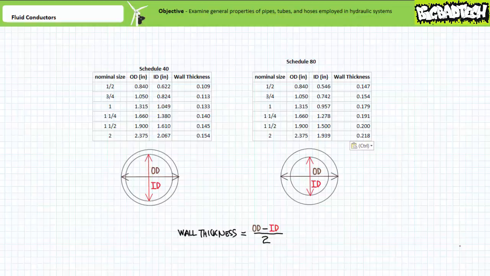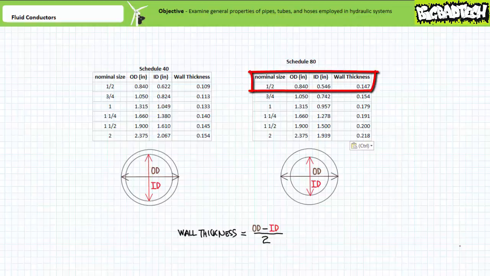The observant among you will note that the nominal, or in-name only, size of a pipe has absolutely nothing to do with the actual OD or ID of commercially available pipe. For example, a nominal Schedule 40 half-inch pipe has an OD of 0.84 and an ID of 0.622 inches. This corresponds to a wall thickness of approximately 0.109 inches, where wall thickness can be calculated as OD minus ID divided by 2. The division by 2 is necessary because there are two walls.